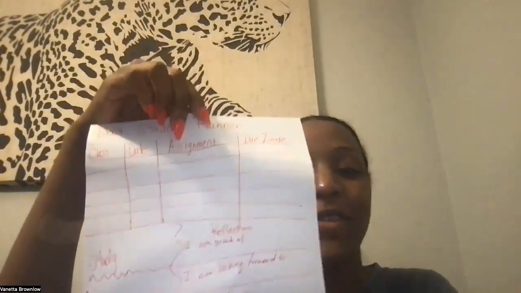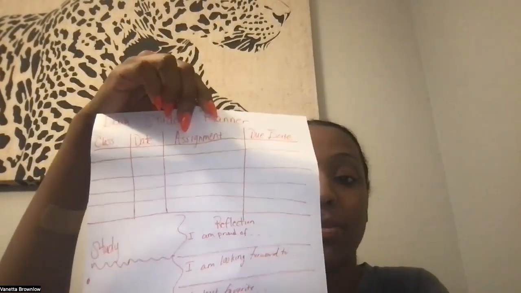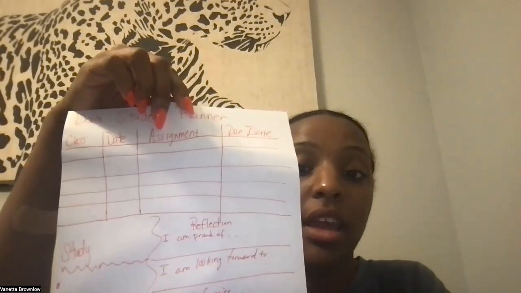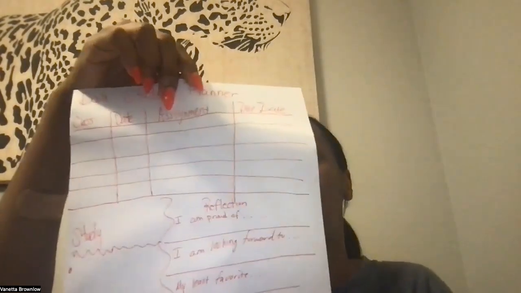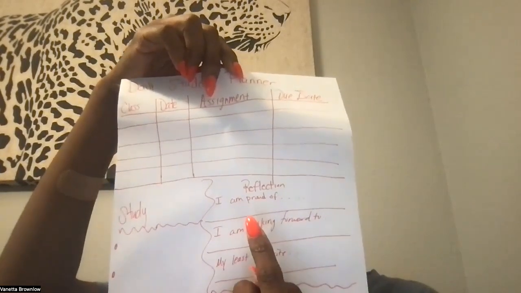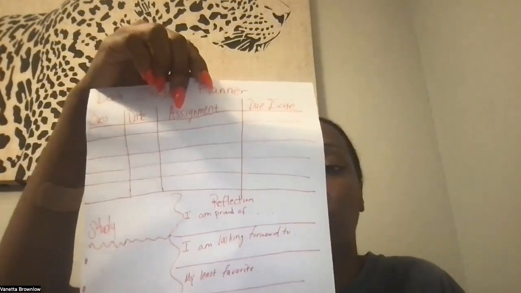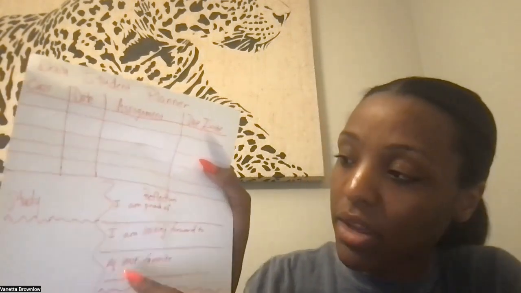My favorite part of the daily planning sheet is the reflection. The reflection is most important for me because it allows students to think critically about their learning, internalize what they learn, and identify areas that might need more attention. On this one, it says, I am happy for, and he or she gets to write something about what they're happy for. And then they also have, I am looking forward to. What are you looking forward to for the week? This gives students something to write about as well.